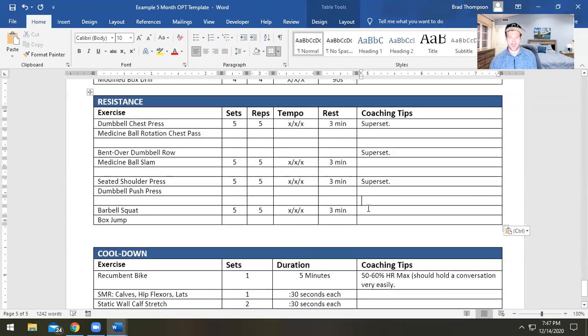Superset everywhere here. Now for my sets, we're going to keep that the same. And for my reps, it'll be 5 for the strength, 10 for the power, and then XXX tempo for all.